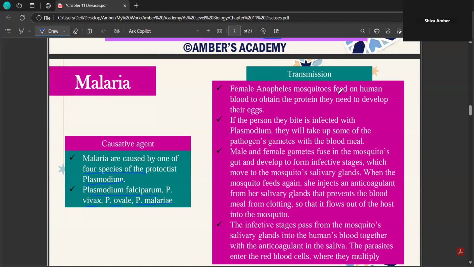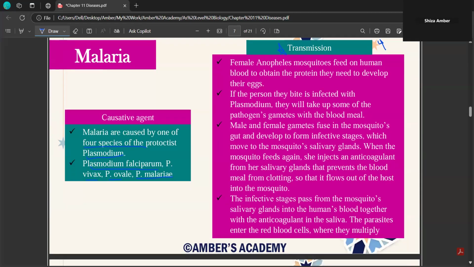Female Anopheles mosquitoes feed on human blood, so the transmission of malaria is extremely important, and the transmission of cholera is also important. They do give questions for 4 marks, and they ask you to write the transmission of any of the diseases. So the transmission question is always of 4 marks. You cannot skip this. So the female Anopheles is your vector. Do not write the female Anopheles as the causative agent of malaria, because I've seen students making this mistake. They get confused between causative agent and vector.